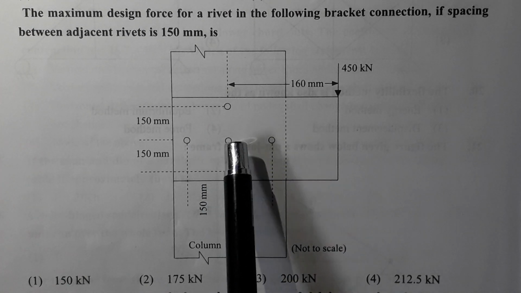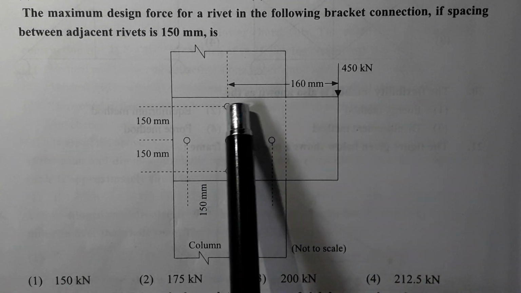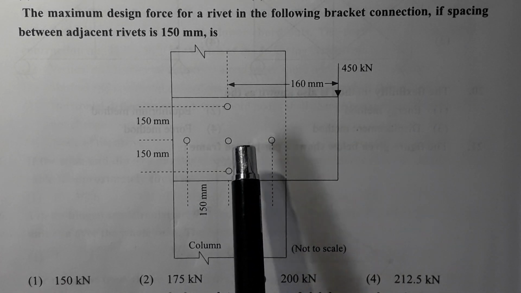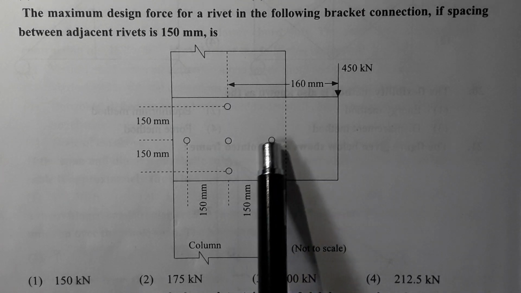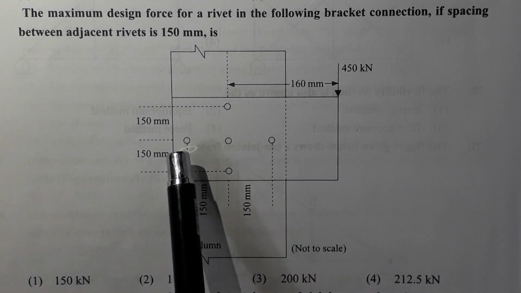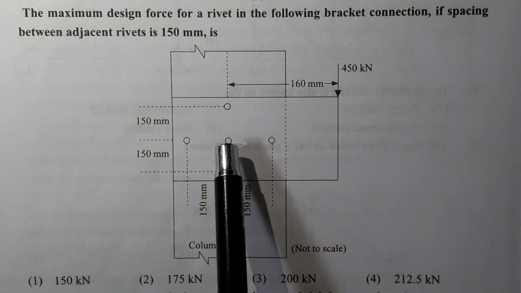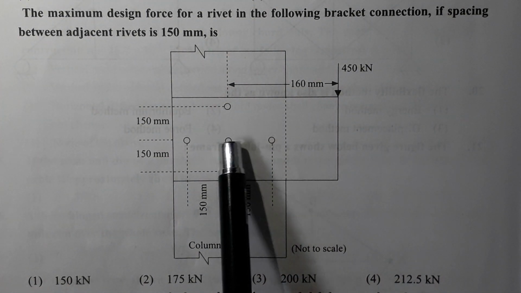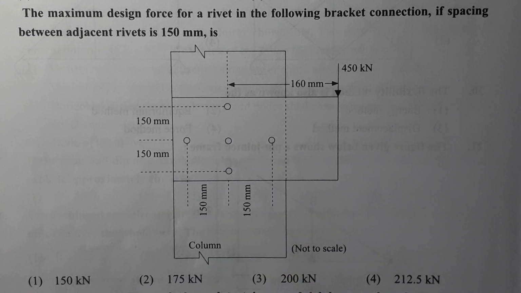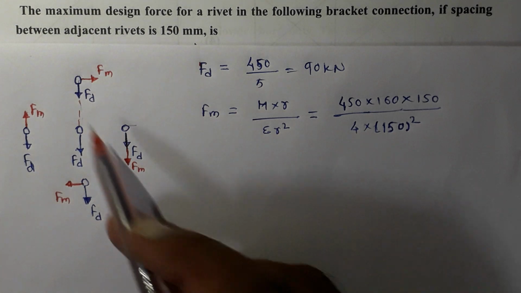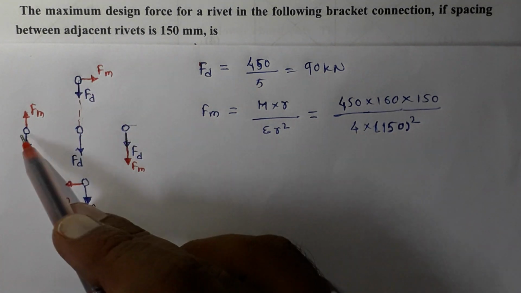First force is the direct shear force, which will be acting in vertically downward direction for each rivet, whereas the second type of shear force which will be induced in each of the rivets is the shear force due to bending moment produced by this force at the CG of this rivet group. In order to explain the two types of shear forces which are getting induced in each of the rivets, I have drawn this figure. I have shown all those 5 rivets over here.